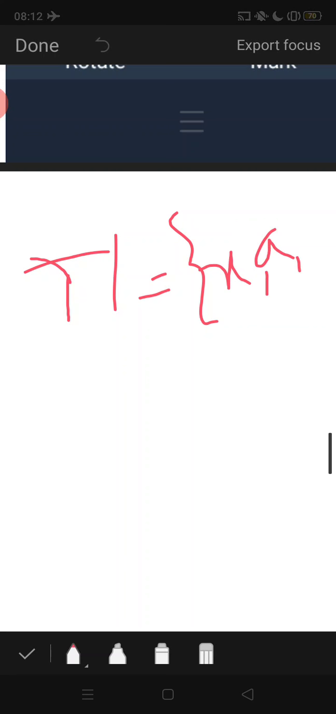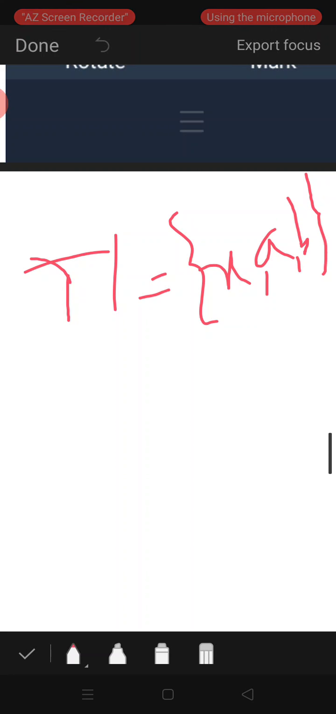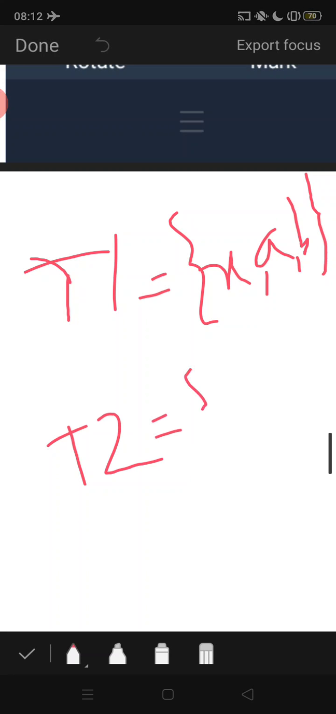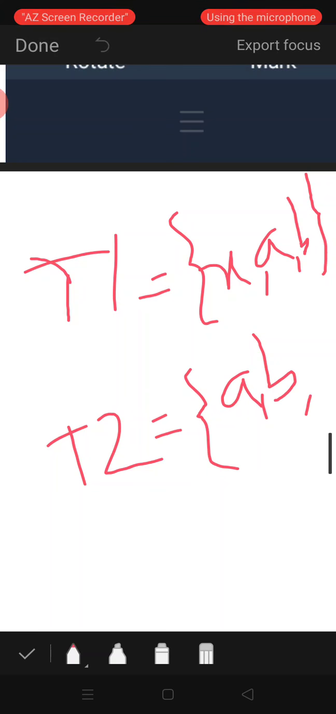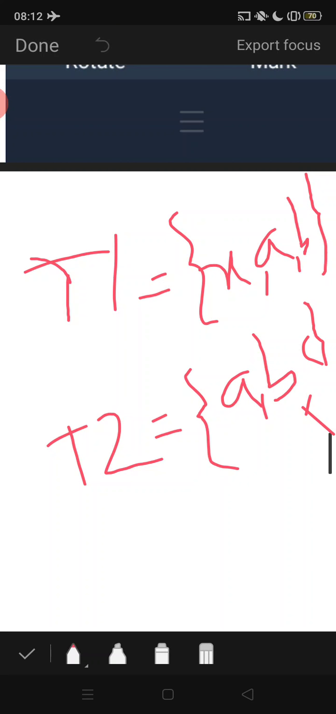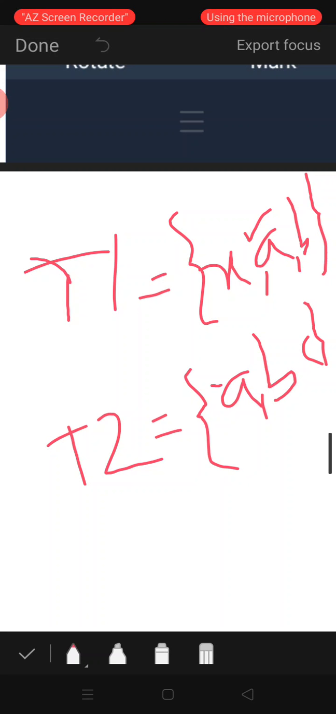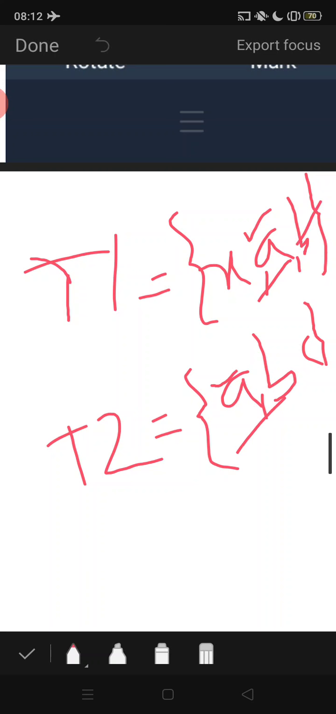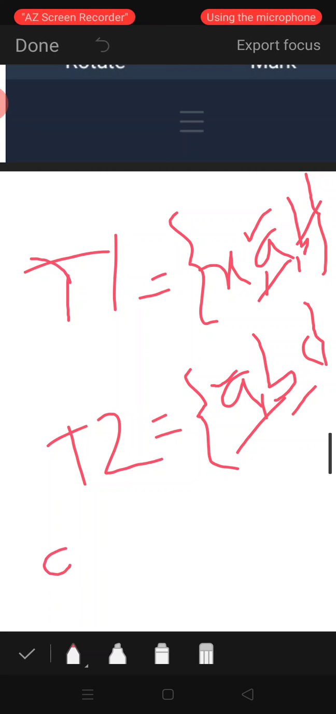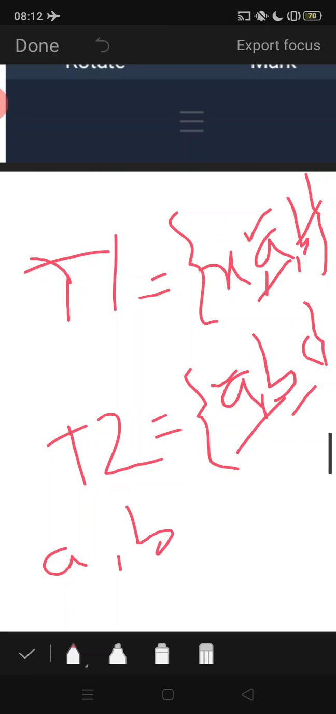Suppose the first transaction T1 contains X, A, B. The second transaction contains A, B, C. No doubt these two, XAB and ABC, are item sets. But if you observe carefully, in the first transaction A is there, and in the second transaction A is also there. B is in both as well. These A and B are known as frequent item sets.